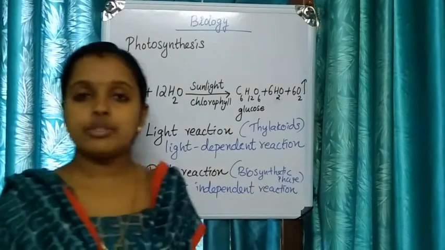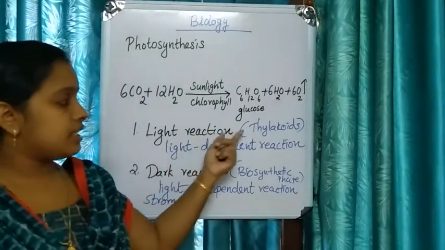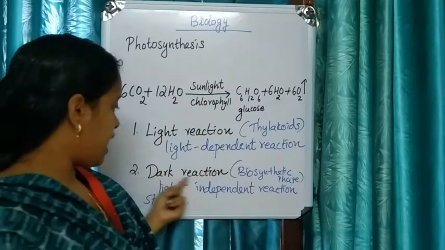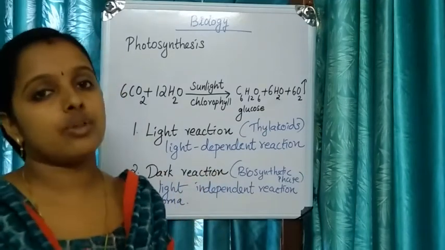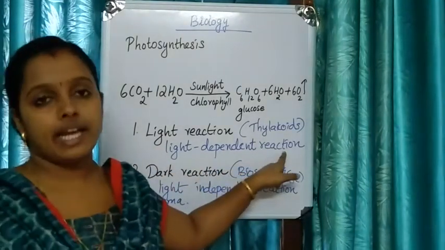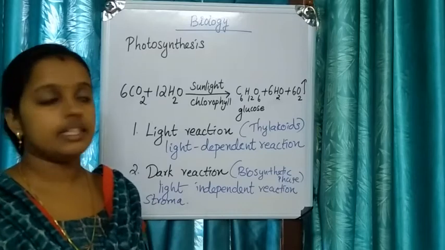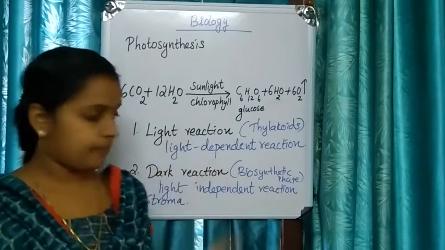That's why I told you to study the structure of chloroplast. Light reaction is taking place in thylakoid, then dark reaction is taking place in stroma. Light reaction is the light dependent reaction. For this phase, light is necessary.